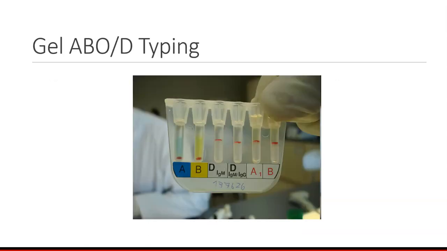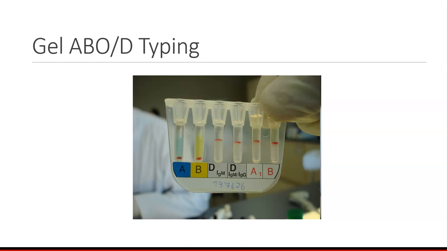So here's a gel ABO/D typing card. You see that the interpretation of the anti-A would be negative, because there is no agglutination. If there was agglutination, it would be at the top because the agglutinants cannot pass through that thick gel. With anti-B, we also have a negative. With anti-D, and they use two different types of anti-D, an IgM and then a polyclonal IgM-IgG, both of these are positive.